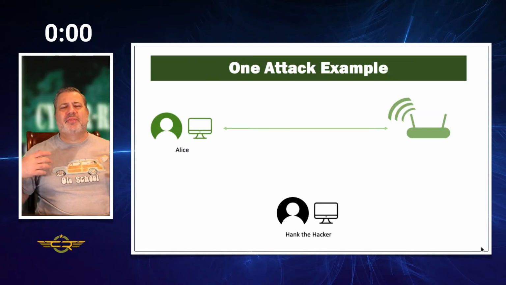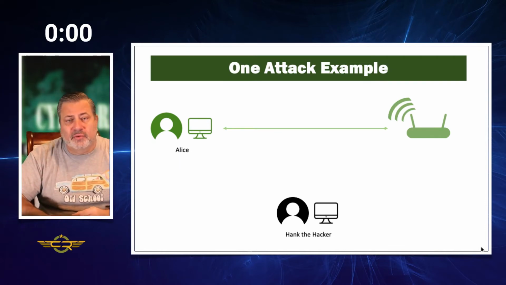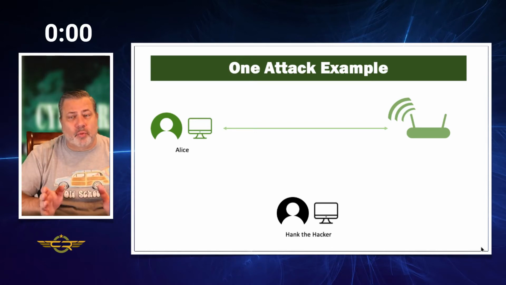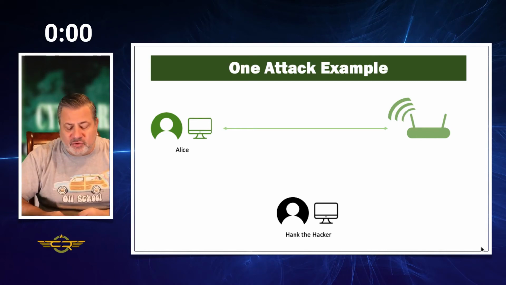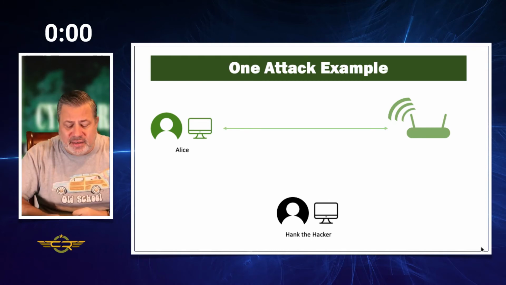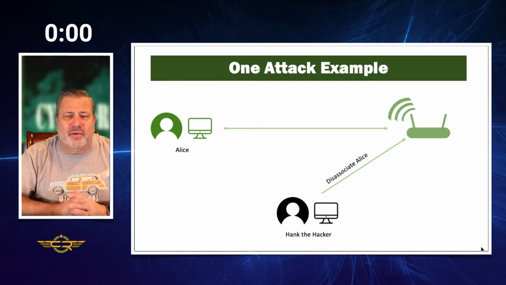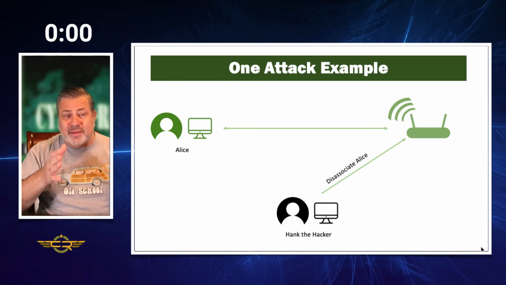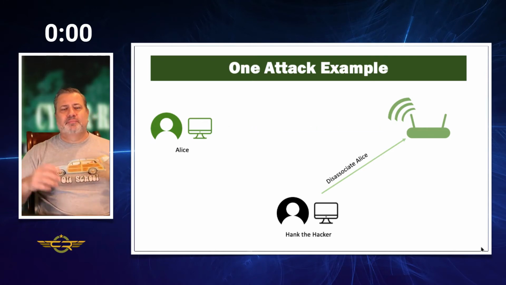So let's look at how this would look. And this is just one example of how this attack could go, right? So we've got Alice cruising along on her authorized corporate access point, her corporate Wi-Fi network, and she's just doing business like normal. So Hank is here. We don't like Hank. Hank's the hacker, and he's going to send a frame to disassociate Alice from the network. All he's got to do is capture her MAC address, in the clear, and kick Alice off the network. Bang, she's gone.